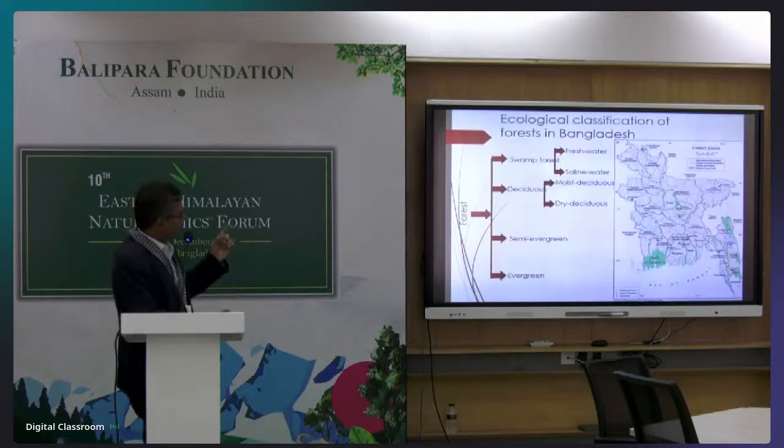Okay, you see that even in deciduous forest there are 2 different types, maybe one is moist deciduous, another one is dry deciduous. And in case of swamp forest, we have saline swamp forest, like the largest mangrove forest in Bangladesh, and another one is freshwater swamp forest. So you see that even though the country is small, we have diversified forest types.